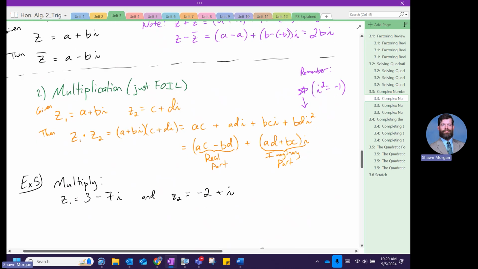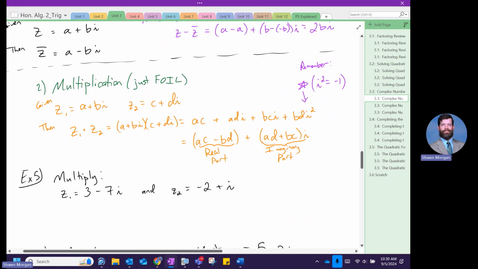Let's wrap class up by seeing how this would look. This will be our last example. What we're going to do is multiply 3 minus 7i and negative 2 plus i. And I'm going to go real slow. We'll go real slow with you. 3 minus 7i, negative 2 plus i.